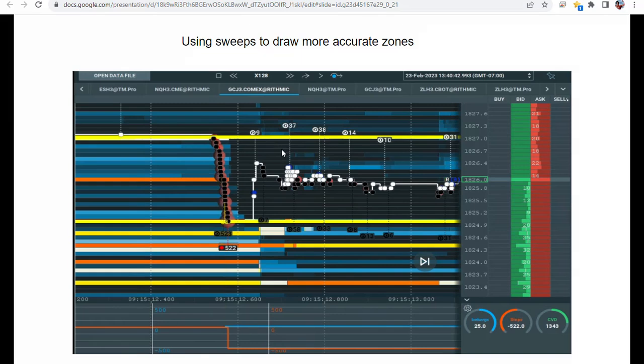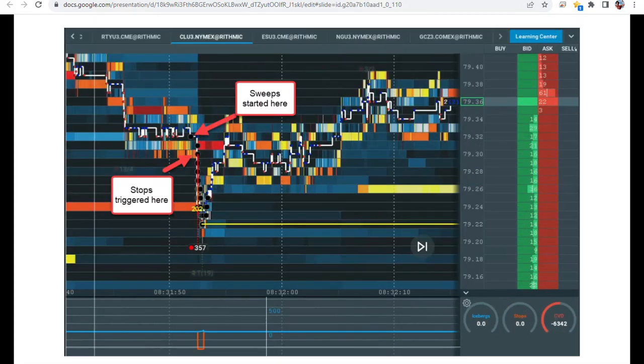So these are the examples I was talking about. Sweeps get first right to the order book, and then the stops get to come in after the sweeps initiate and get done. So you don't know where these stops actually are.